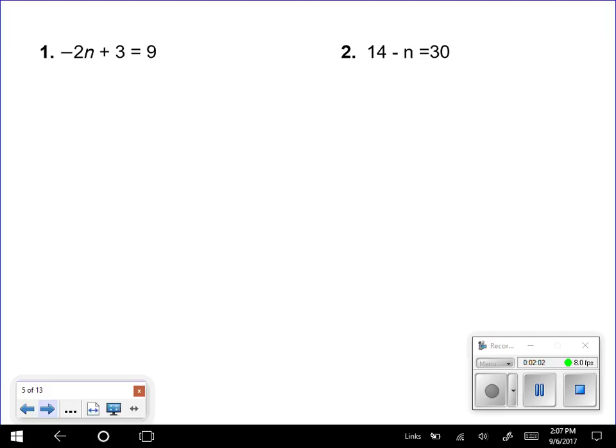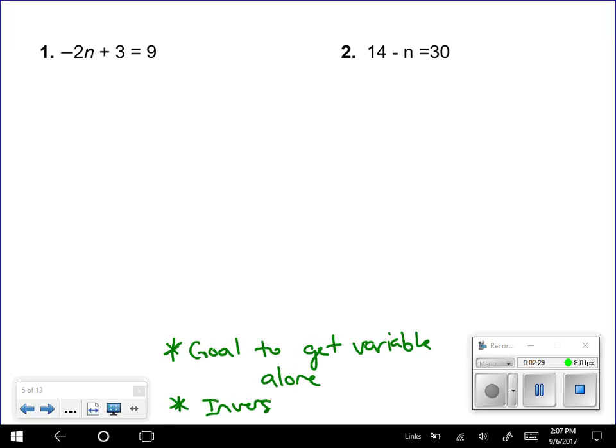Number one here, we have negative 2n plus 3 equals 9. And we talked about before, our goal, and you can rewrite it if you want to, our main goal is to get the variable alone. That is our main goal. So I'm always asking myself, how do I get this alone? Well, I want to use my inverse operations. That was something else we talked about in the last video. But I need to decide what I want to work with first.